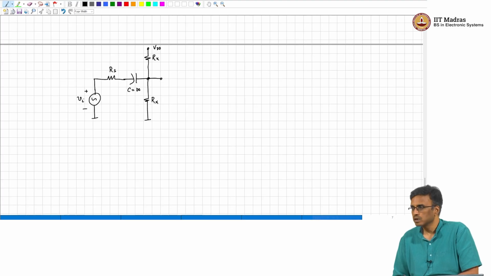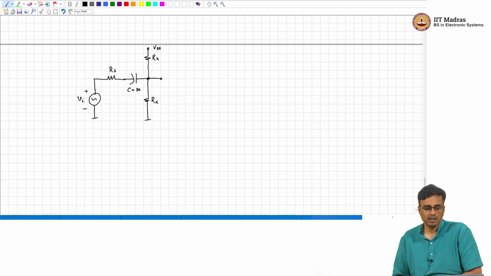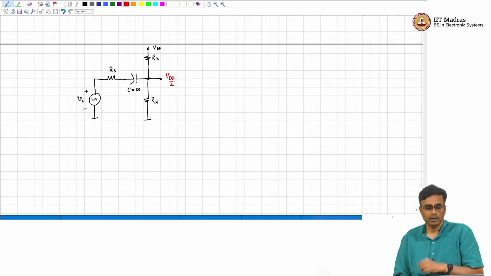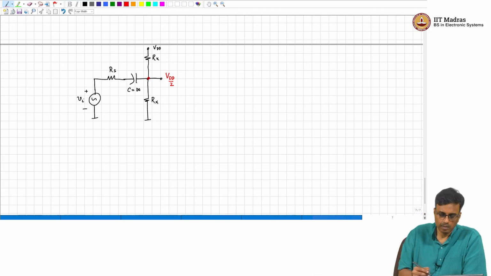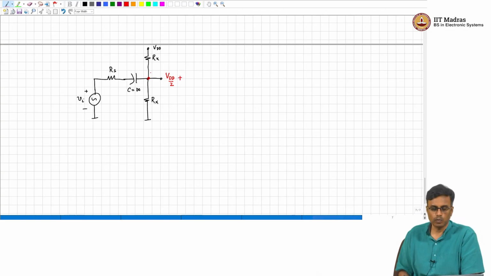So, we can use superposition. Okay. So, if only VDD was present and Vi was 0, what will this voltage be? It will be VDD by 2. Okay. If VDD was 0 and only Vi was there, what will be the voltage here? What is the transfer function from Vi to the output voltage?